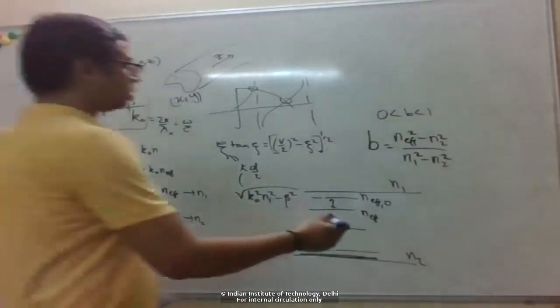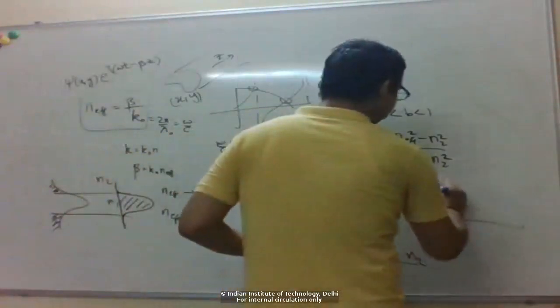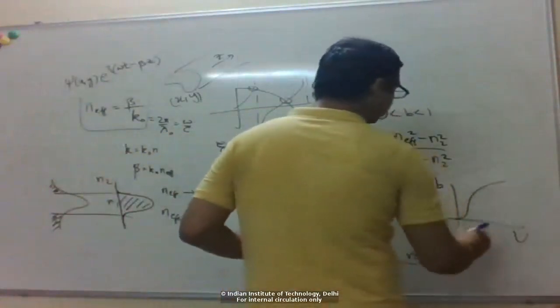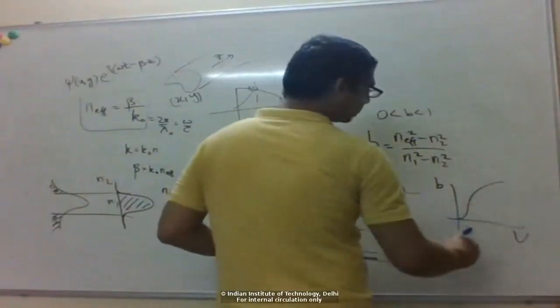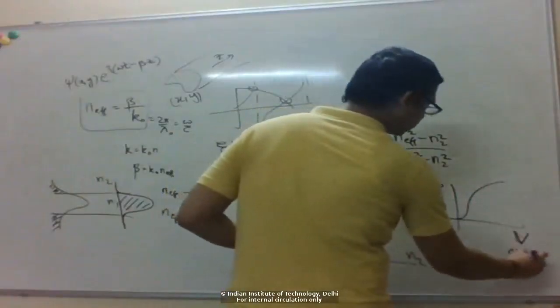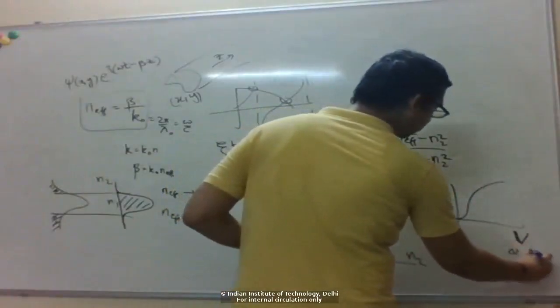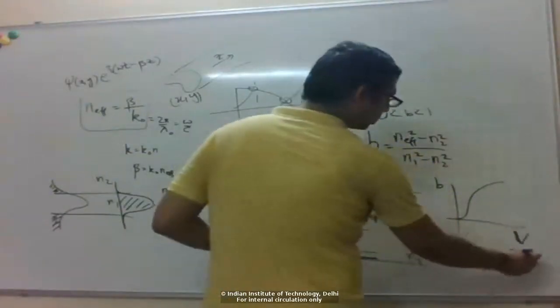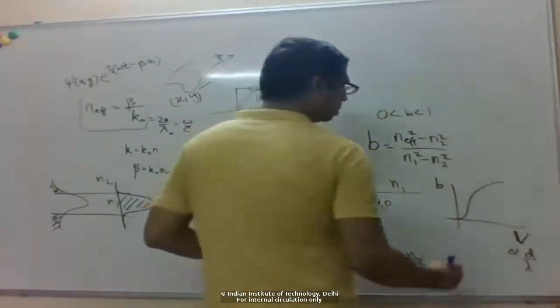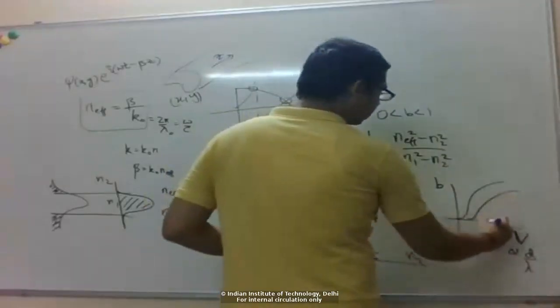Right, and recall we got these B-V curves, B versus V. For one particular mode, you get a curve like this. This V, recall, is proportional to the dimension divided by the wavelength, so either you change the wavelength or you change the dimension. If you take another mode, you get a different curve.